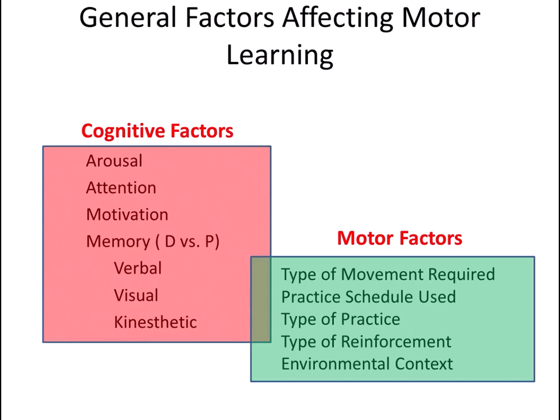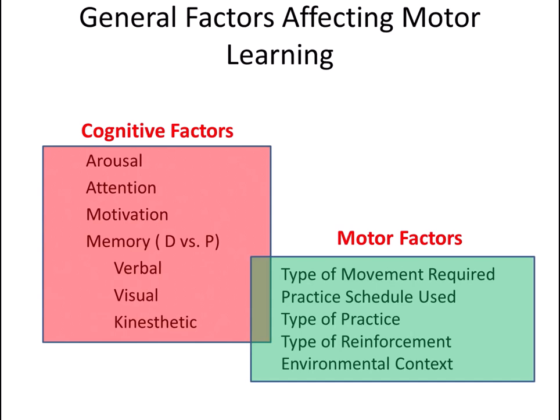The general factors affecting motor learning can be divided into 2 main categories. The first are the cognitive factors. We already talked a little bit when we spoke about the limbic system, the importance of arousal, attention, motivation, and the 2 types of memory, both the declarative versus the procedural. Memory can also be further divided into verbal memory, remembering things that you've heard, visual memory, remembering things that you've seen, or kinesthetic memory, remembering how to do something or how you move when you learn.